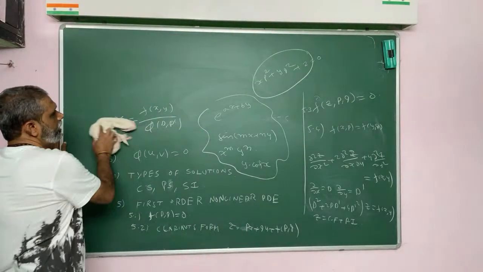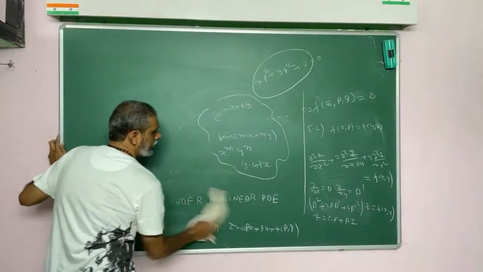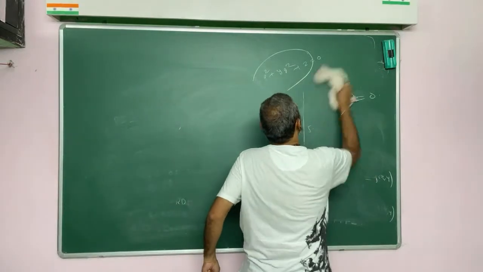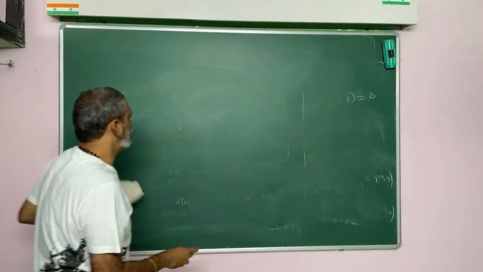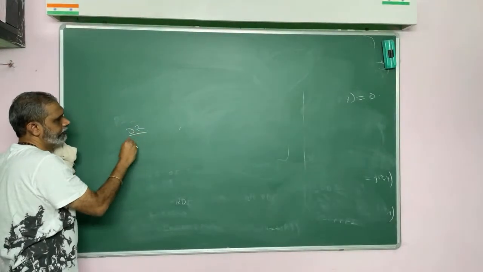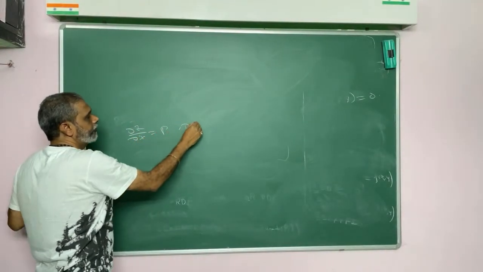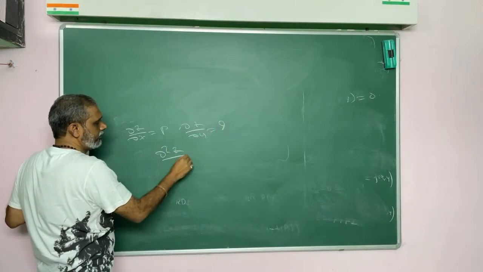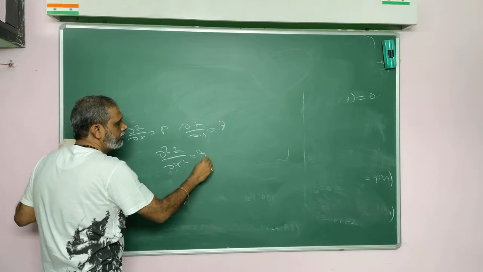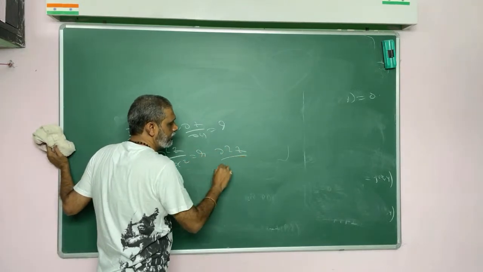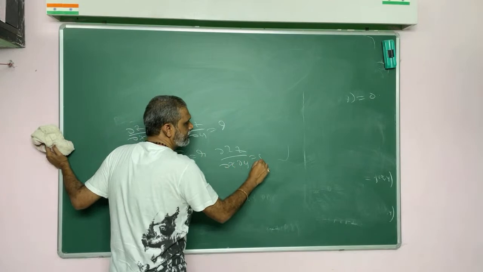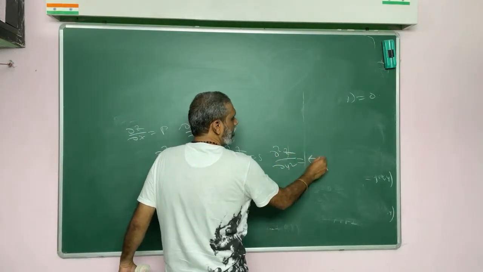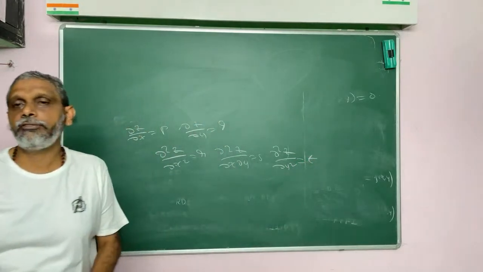Now first is what? This you can remember. Always you can remember what? ∂z/∂x is equal to p. ∂z/∂y is equal to q. ∂²z/∂x² is r. ∂²z/∂x∂y is s. ∂²z/∂y² is t. p, q, r, s, t. You can remember.